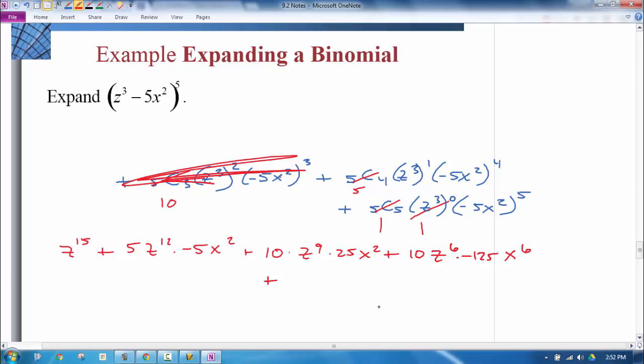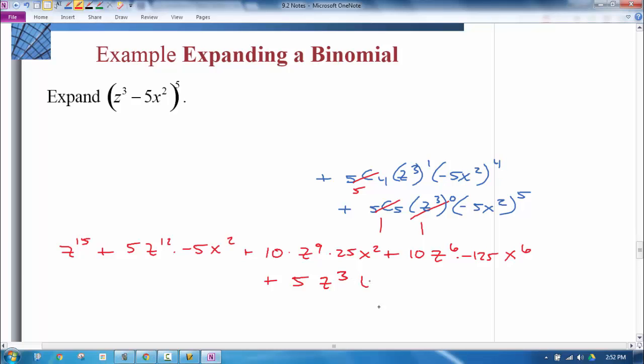Plus, gets rid of this. 5 z to the 3rd. And then I have negative 5 to the 4th power is positive 625 x to the 8th. That gets rid of the second to last term. And then the last term, I have 1 times 5 to the 5th power, which is 3,125. And that's negative because it's an odd power, x to the 10th.